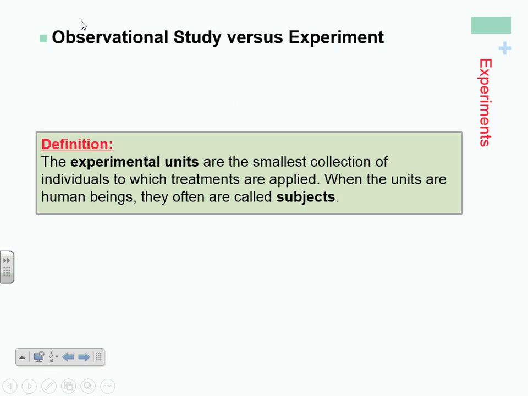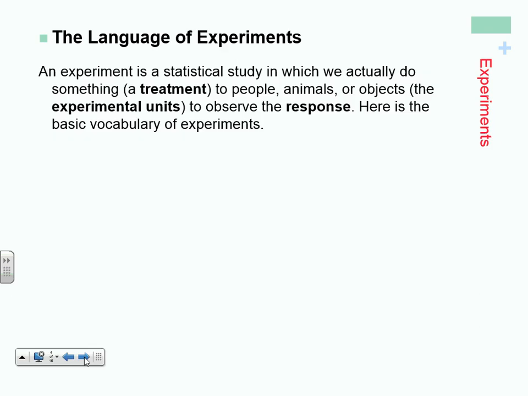Okay, our next definition here is experimental units. They're the smallest collection of individuals to which treatments are applied. When the units are humans, we'll call them subjects. So experimental units can be anything that we're doing an experiment on. It can be humans, it can be turtles, it can be rocks, it can be streams of water. But make sure it is the smallest collection which is actually getting each treatment.